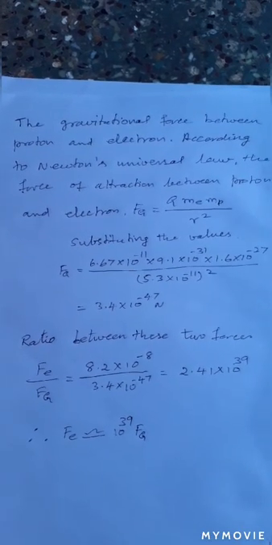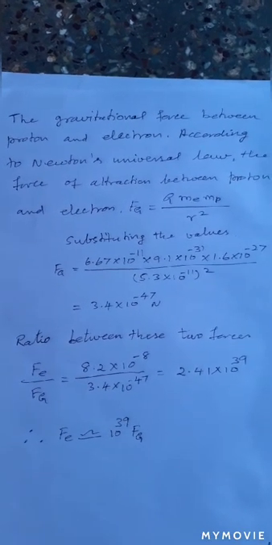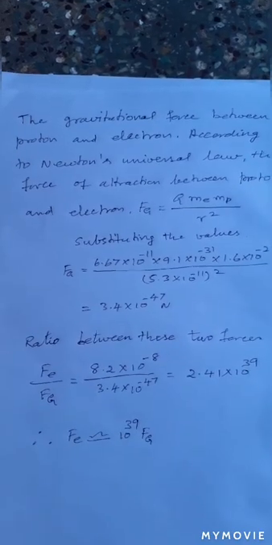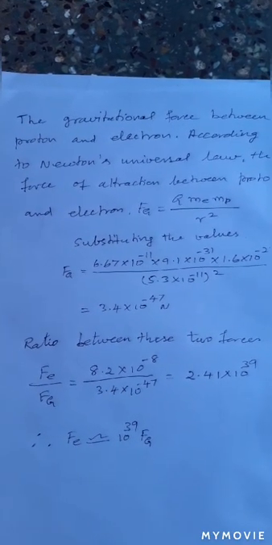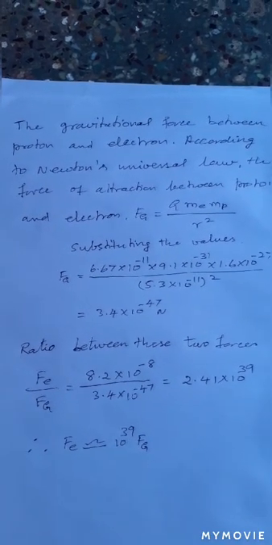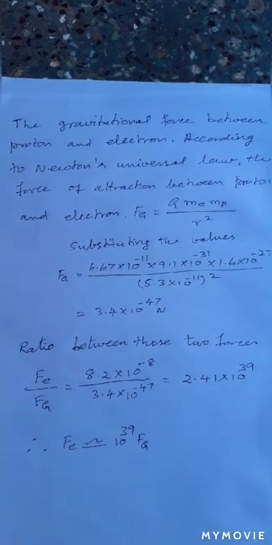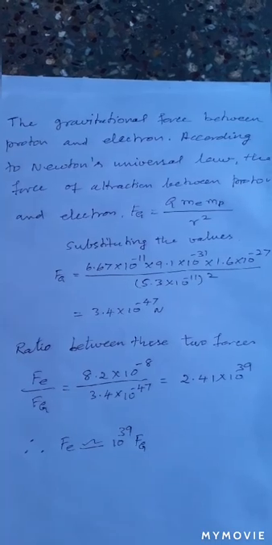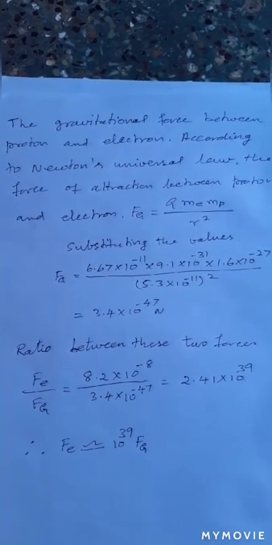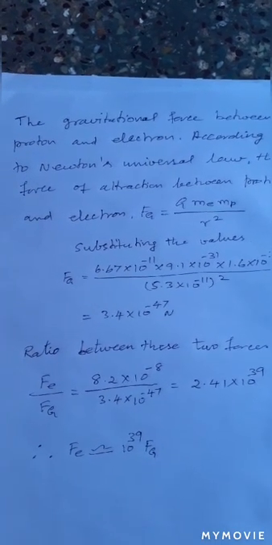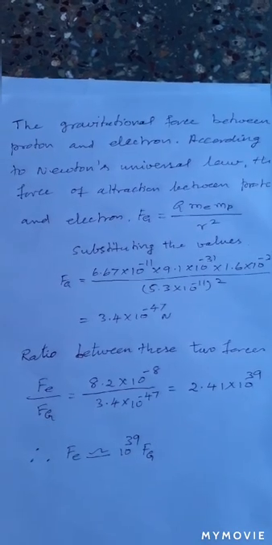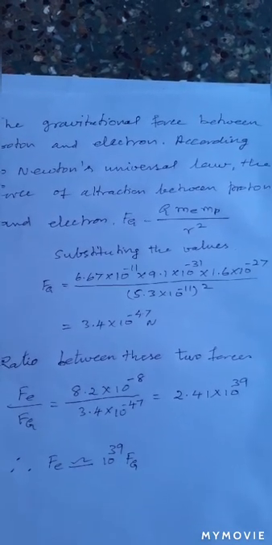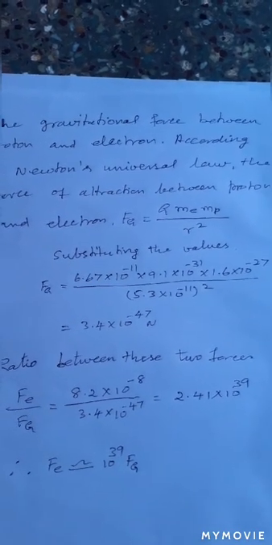The ratio between gravitational force and electrostatic force, Fe/Fg, is equal to 8.2 × 10^-8 divided by 3.4 × 10^-47. Therefore, we will get 2.41 × 10^39. Therefore, the electrostatic force is nearly equal to 10^39 times the gravitational force.